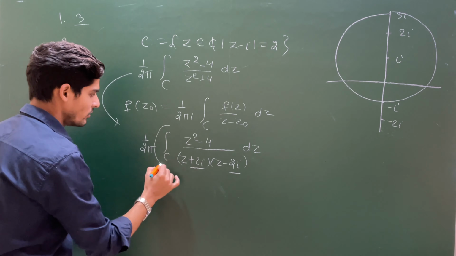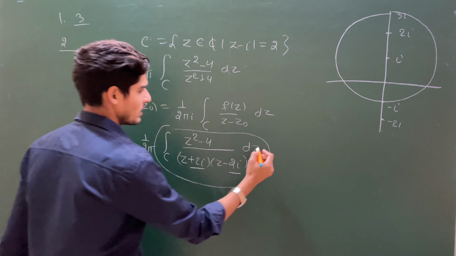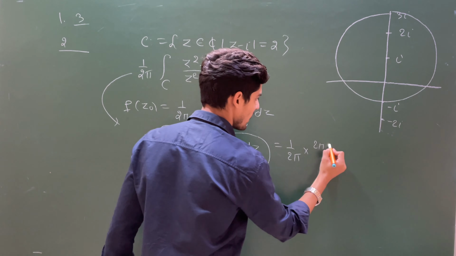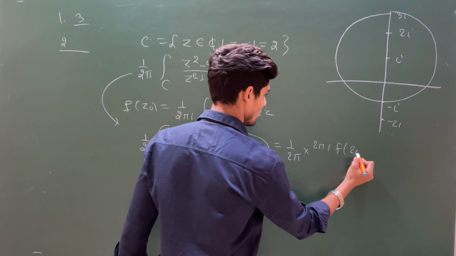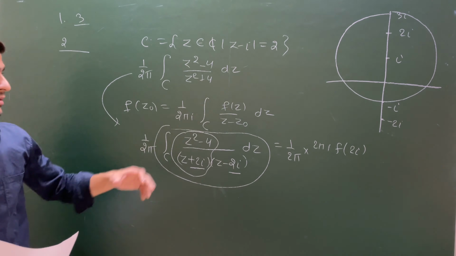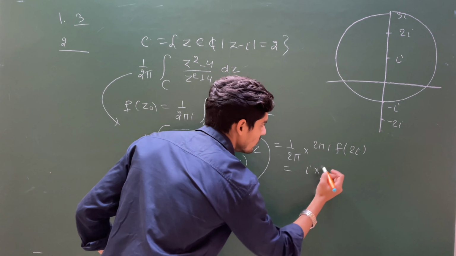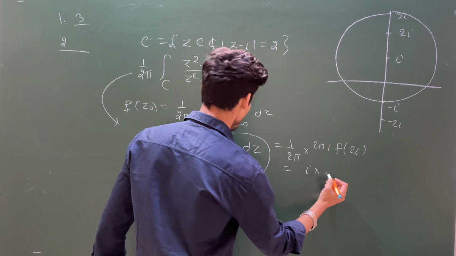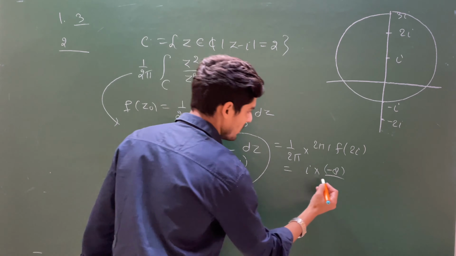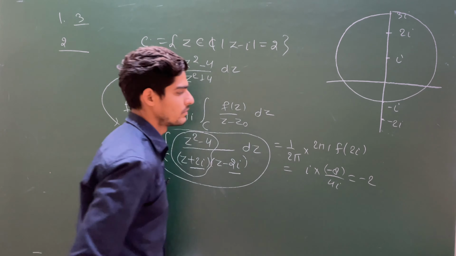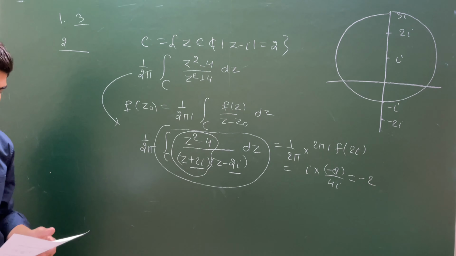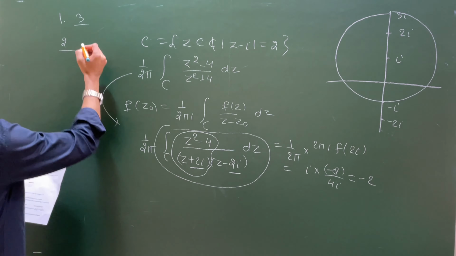So I am writing the value of this expression by using this formula. It is going to be 1/2 pi i, and if you multiply with 2 pi i, this is 2 pi i f at 2i, where your function will be this one, as you can observe by comparing. So you will have iota into f at 2i. If you compute at 2i, it will be minus 8 in the numerator, and in the denominator 2i plus 2i will be 4i. So you will have minus 2. And if you go with the Cauchy residue theorem, then you will get the same answer. So the answer of this integral will be minus 2.